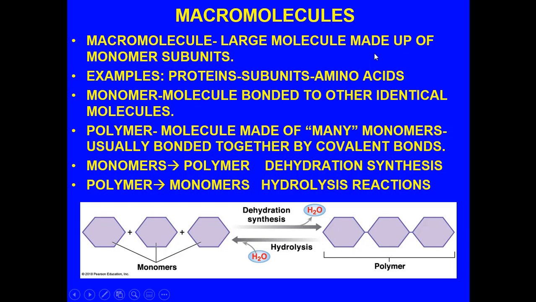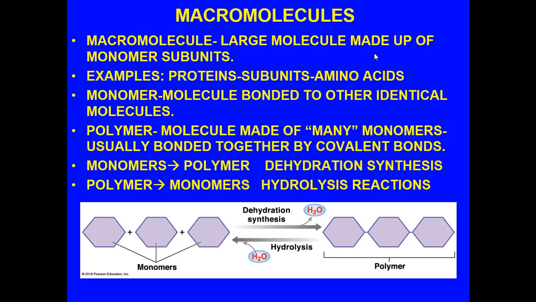Let's move on because we're going to move now into macromolecules and then go into the 4 essential organic compounds that are necessary for life. Macromolecules, macro means large. So a macromolecule is defined as a large molecule made up of monomer subunits. An example, proteins, their subunits, their building blocks in essence are amino acids.